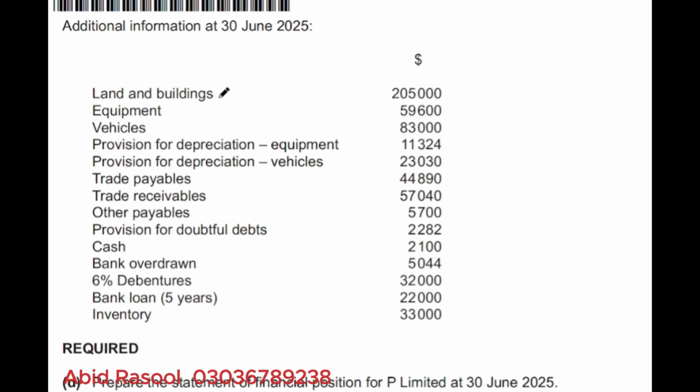First of all, land and building, it's a non-current asset. Okay, and then equipment, same, non-current asset.